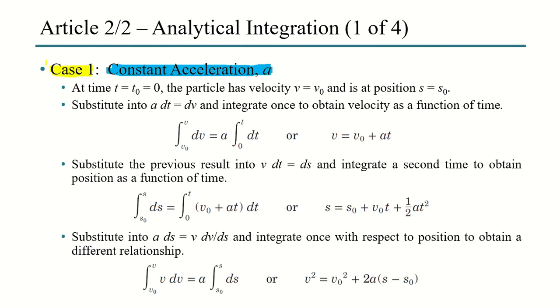Okay, so in this case, at time t equal to t sub 0 equal to 0, so initial time t sub 0, the particle has a velocity equal to v sub 0, or initial velocity, and is at a position s equal to s sub 0. Okay, now if we're going to substitute into this equation, which we have derived a while ago, and integrate once to obtain the velocity as a function of time, so we got this.